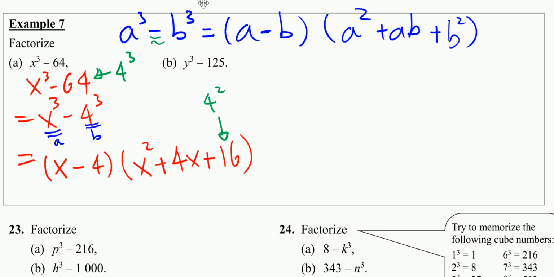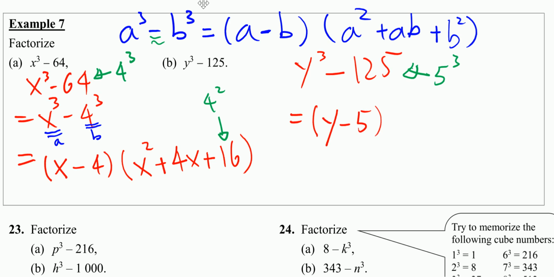And for part B, y cubed minus 125, and I should be quick. So as you note, 125 is equal to 5 cubed. Then you can just follow the pattern, y minus 5, and all the signs are positive: y squared plus 5y plus 5 squared, that is 25. So let me write in here, just have a simple reminder, then you know the answer.